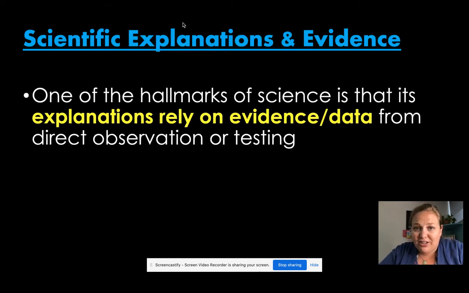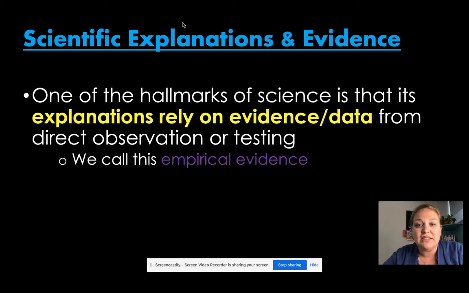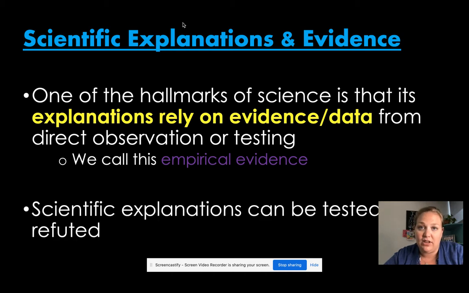And one of the hallmarks of science is that the explanations rely on evidence or data. And that comes either from direct observation or from testing. In this case, you tested your gummy worm. You tested its flexibility at 3 different temperatures. And obviously you had a control at room temperature. So this evidence or data that you collected is called empirical evidence.